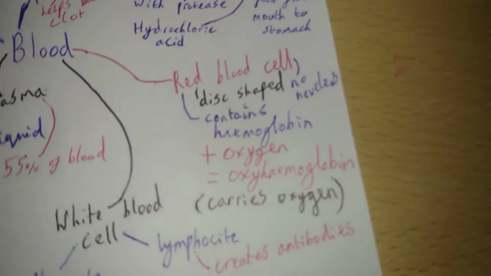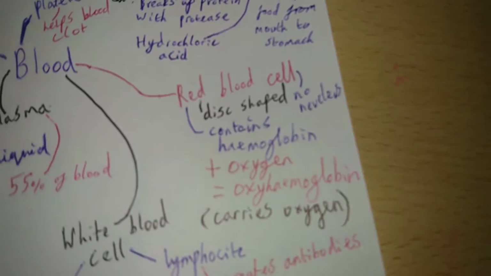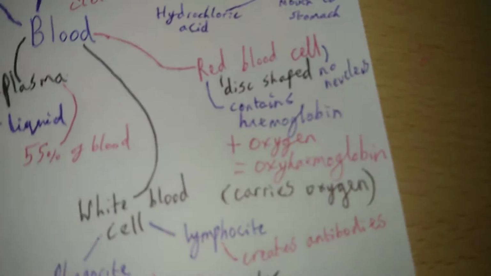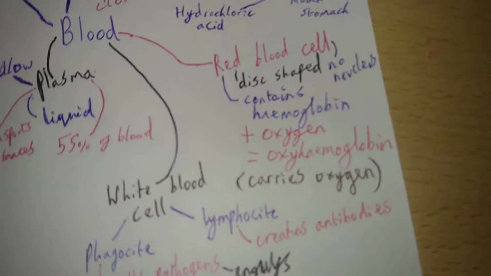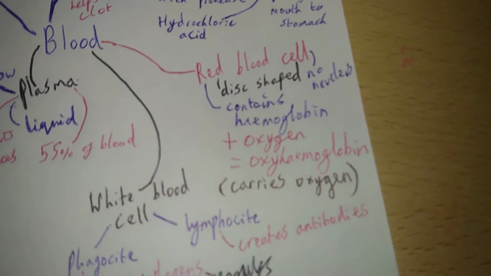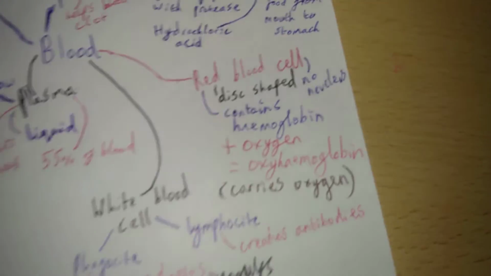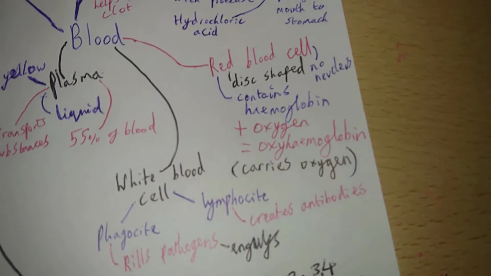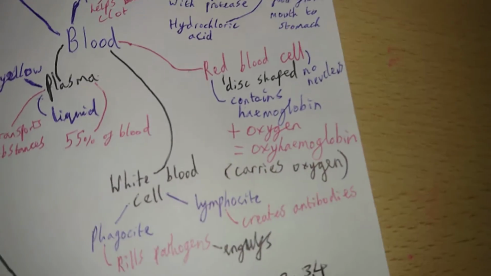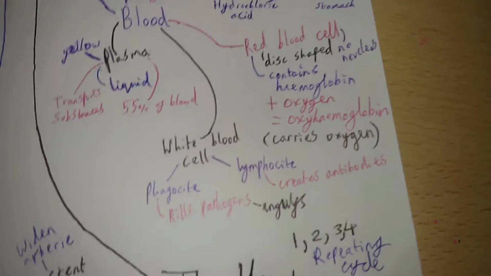The red blood cell is disc-shaped and it has no nucleus, which is its adaptation as we went over last time. It contains hemoglobin, which combines with oxygen to make oxyhemoglobin, which carries oxygen around the body. This will become important later when we get onto the heart in this same video.